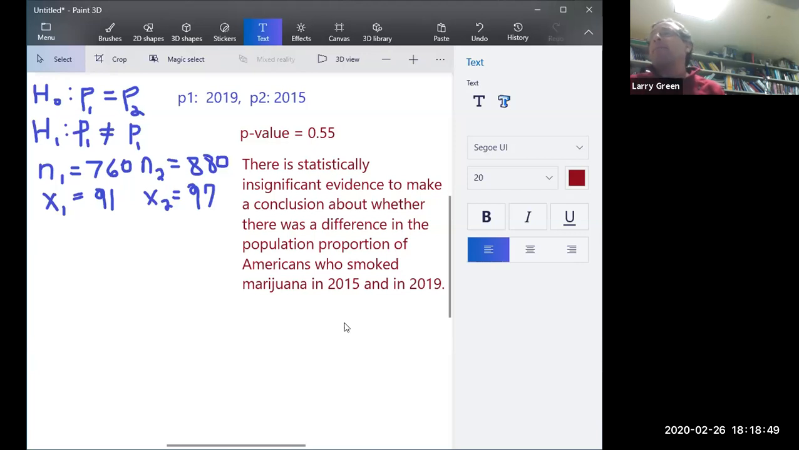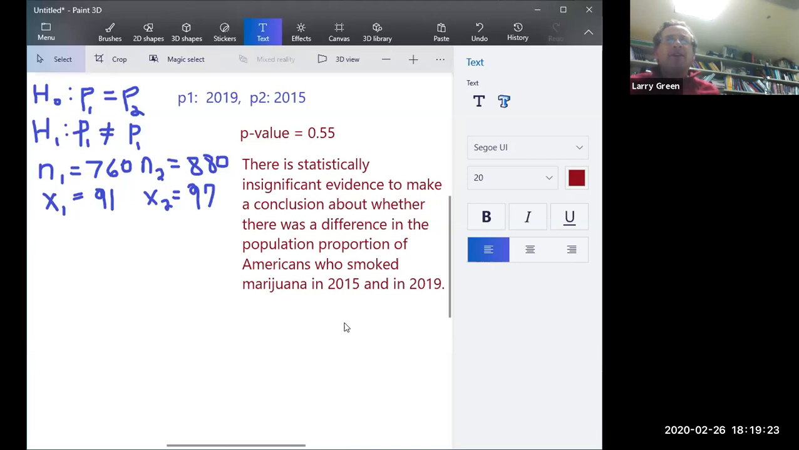Okay, I'm not going to type it all out, but you can say basically the same thing with interpreting the p-value. You would say that if the proportion of Americans who smoked marijuana in 2015 and 2019 was the same, and if we did another study of 760 in 2019 and 880 asking them about 2015, then there would be a 55% chance that they would differ by at least 1%.